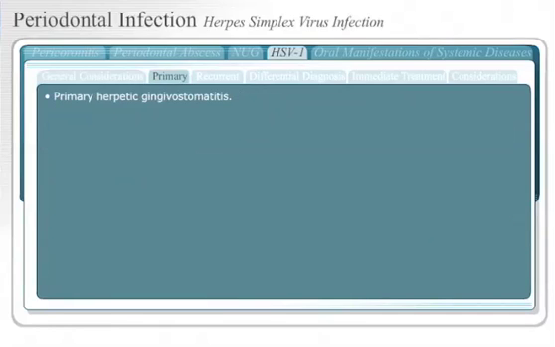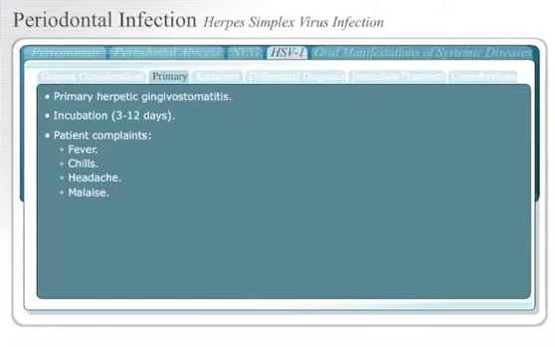The primary infection is known as primary herpetic gingivostomatitis. The oral cavity is the most common site for the virus to enter through the epithelium. The incubation period is 3 to 12 days. The virus replicates and the patient complains of fever, chills, headache, malaise, sore throat, lymphadenopathy, and irritability.